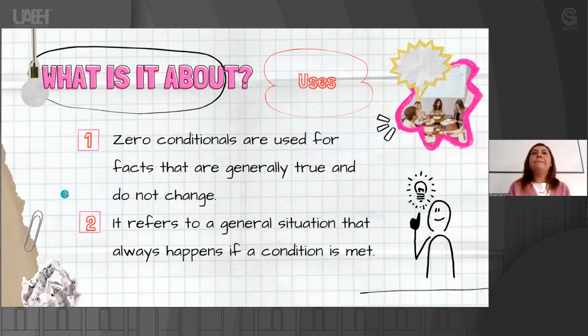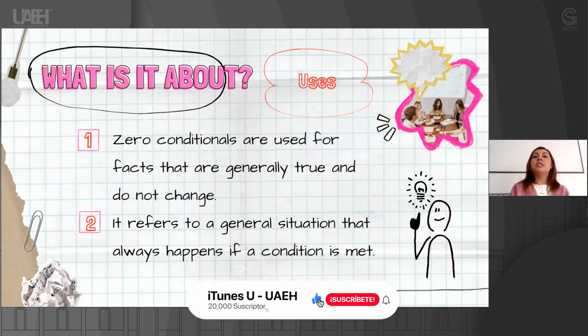Okay, what is the zero conditional? The zero conditional is used for facts that are generally true and do not change. So they refer to some things that are true, that are obvious. It also refers to a general situation that actually happens if a condition is met.